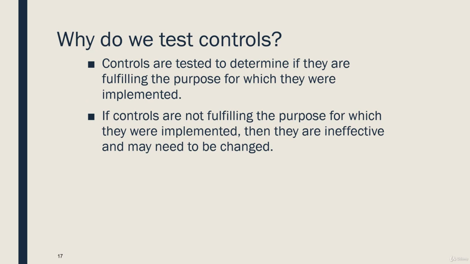So in this first lecture, the question is, why do we test controls? The main reason is that we test controls to determine if they are fulfilling the purpose for which they were implemented. If a control is not fulfilling the purpose for which it was implemented, then it's ineffective and it may need to be changed.